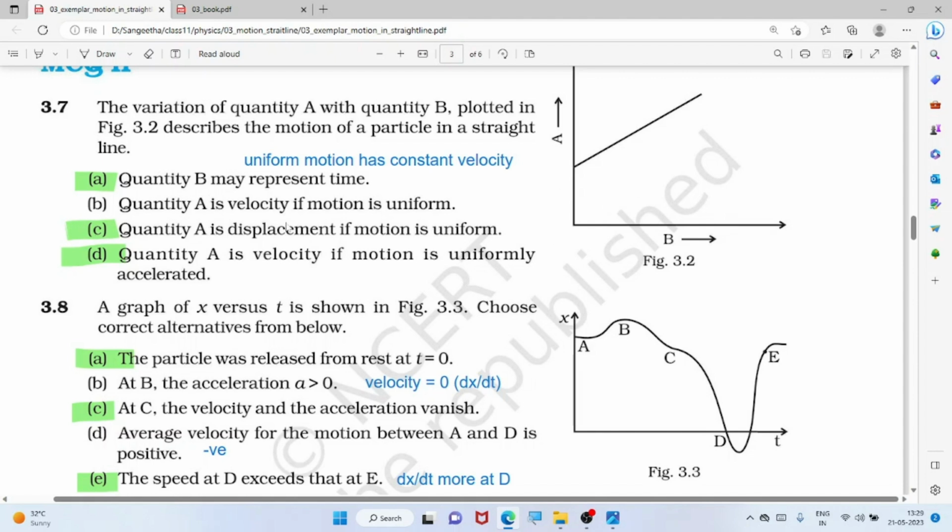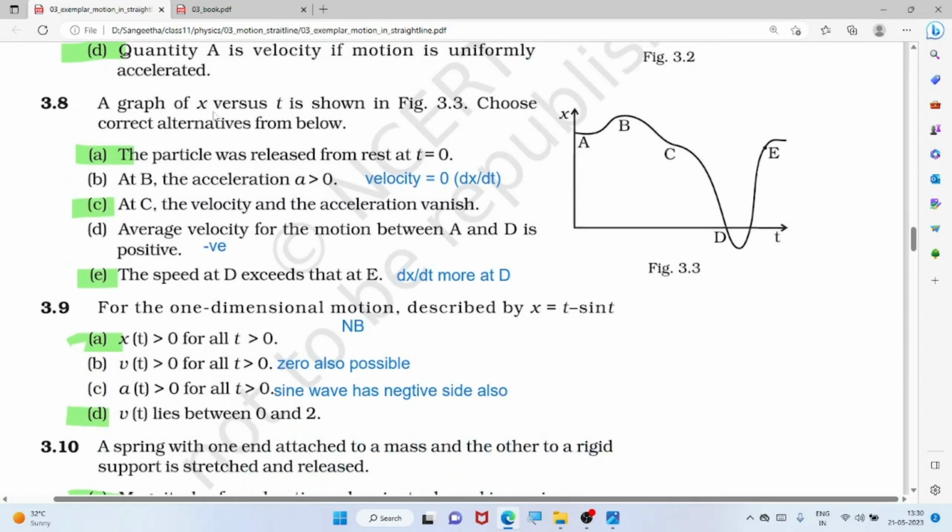Quantity A is velocity, motion is uniform. See, when motion is uniform, the mean velocity will be constant, so it will not vary. In uniform motion, this velocity will not vary. So this is not the answer. Quantity A is displacement: if the displacement is more, it can be like this, it keeps on increasing, uniform motion. Quantity A is velocity if motion is uniformly accelerated. Okay, uniform acceleration, the velocity will vary like this.